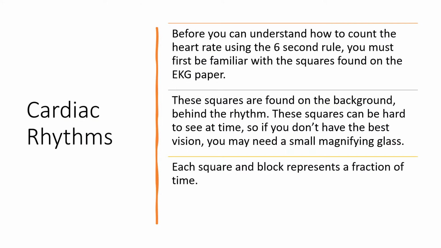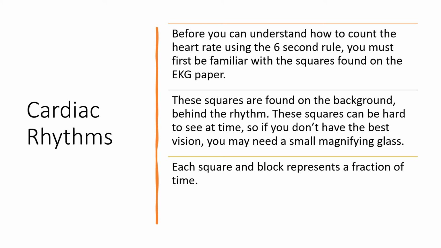But before you can understand how to count the heart rate using the 6-second rule, you must first be familiar with the squares found on the EKG paper. These squares are found on the background behind the rhythm. Normally it's a pink paper, you'll see some little boxes, and then you see the rhythm superimposed onto the 6-second strip. These squares can be hard to see at times, so make sure that you're either using your magnifying glasses or you have your glasses on.